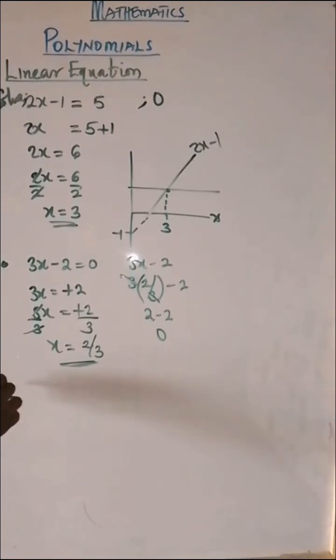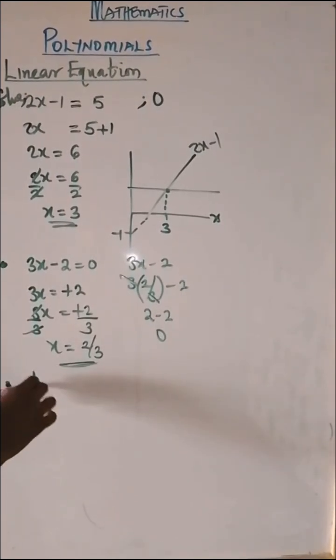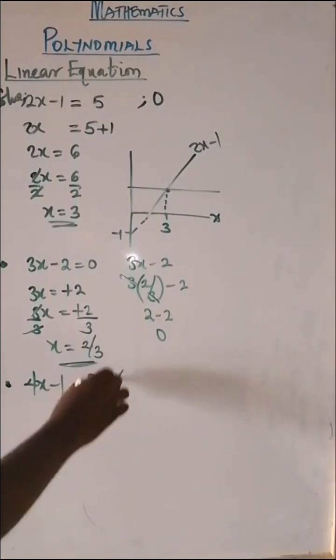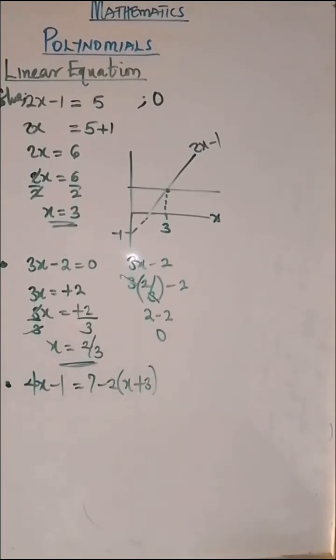Another example. Suppose we have 4x minus 1 equals 7 minus 2 into x plus 3. Remember the rule, do not panic. I have a bracket, then we have to remove it. So here we have 4x minus 1 equals to, note this. I believe you should understand BODMAS. If not, maybe check the previous lesson, you see our explanation about BODMAS.